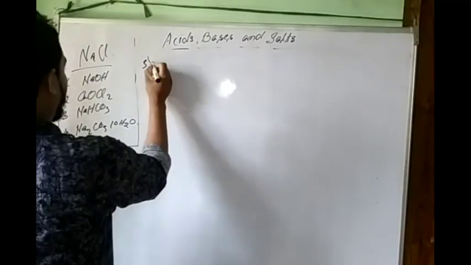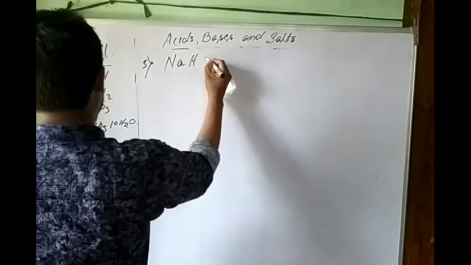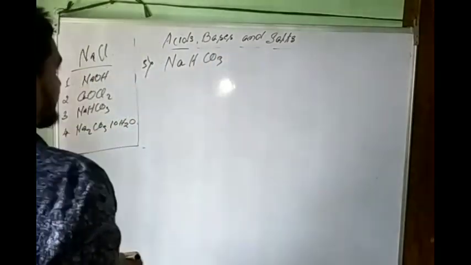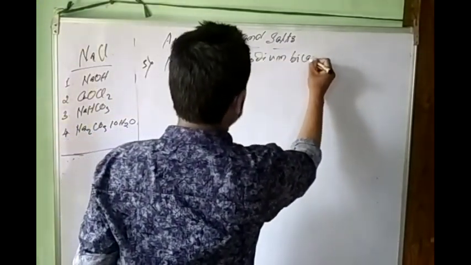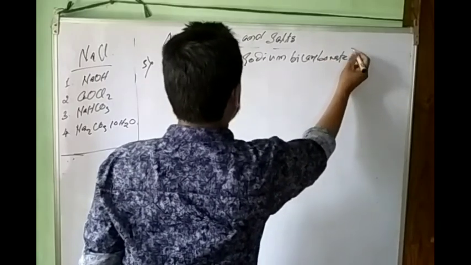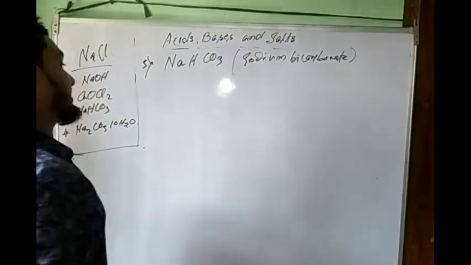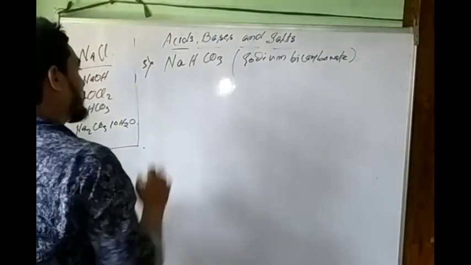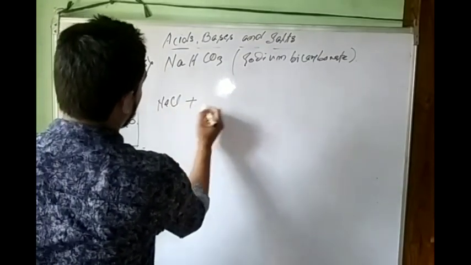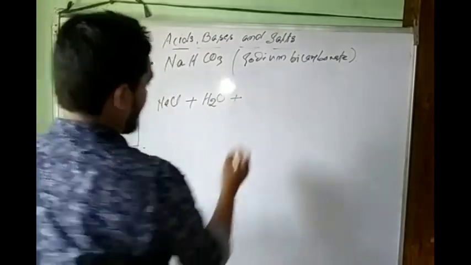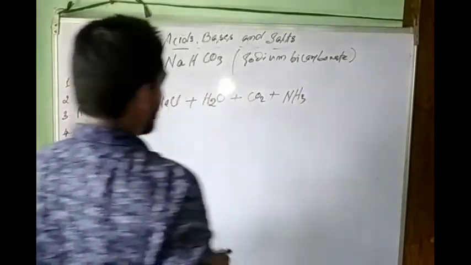Now the preparation of baking soda, that means sodium hydrogen carbonate. The chemical name is sodium bicarbonate, and baking soda is its commercial name. Now how can we prepare this? To prepare this, we will mix sodium chloride, water, carbon dioxide and ammonia.